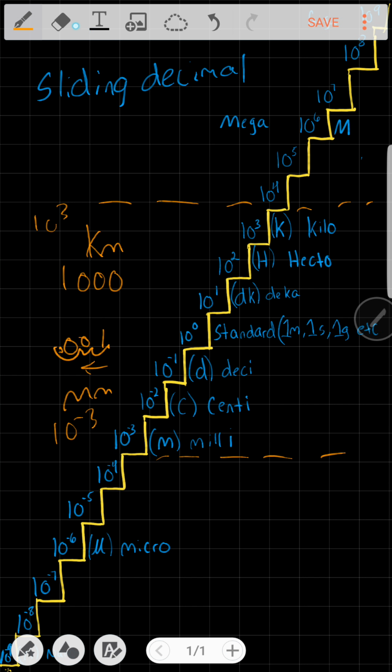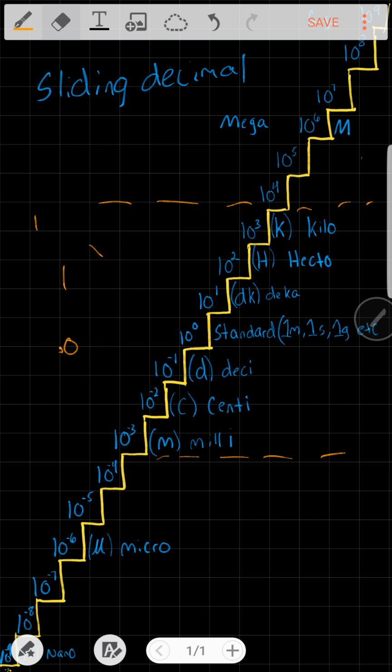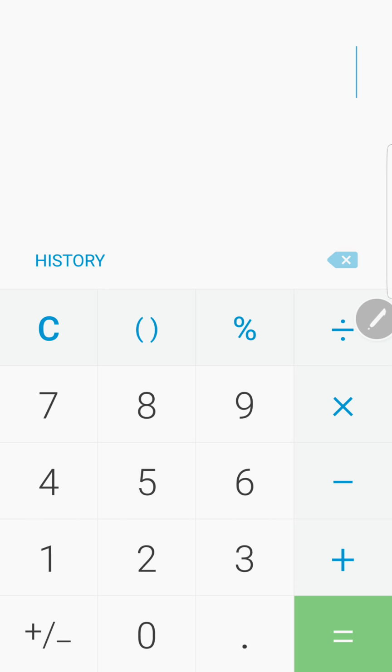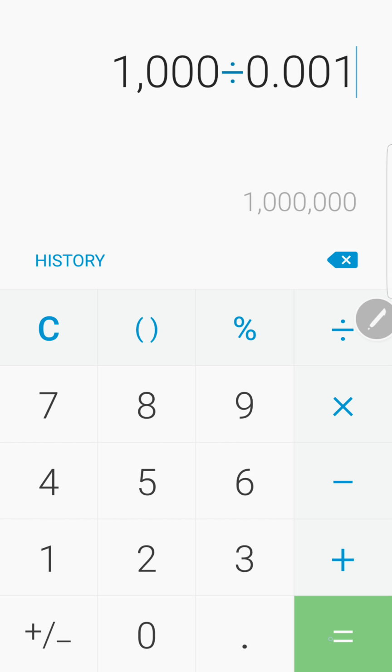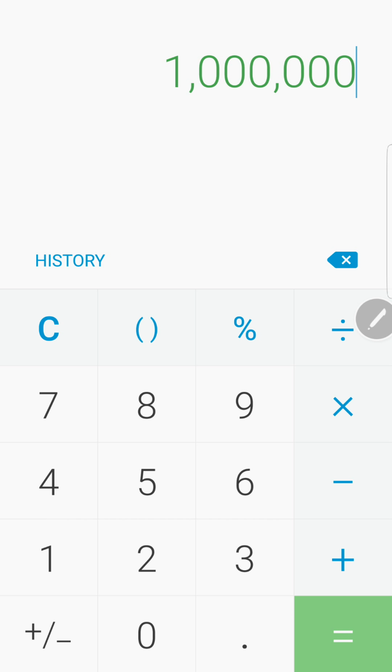So I am going from a range of 1,000 to 0.001. What size difference is that going to be? Let's go ahead and actually divide those two numbers and see what we get. Come over here to our calculator. We're going to go 1,000 divided by 0.001. It's going to be 1 million.